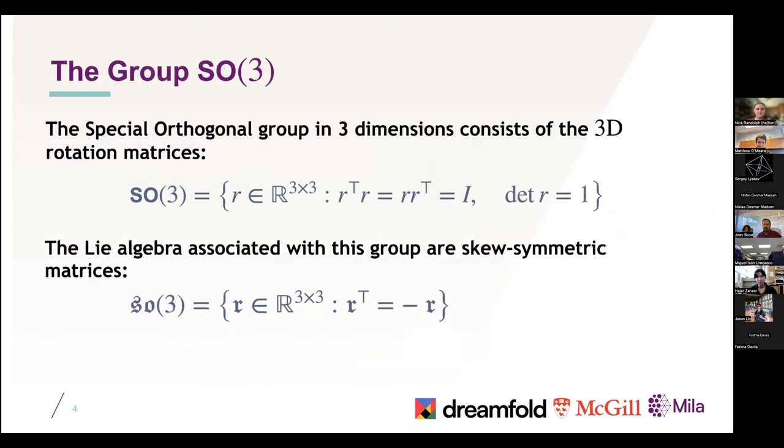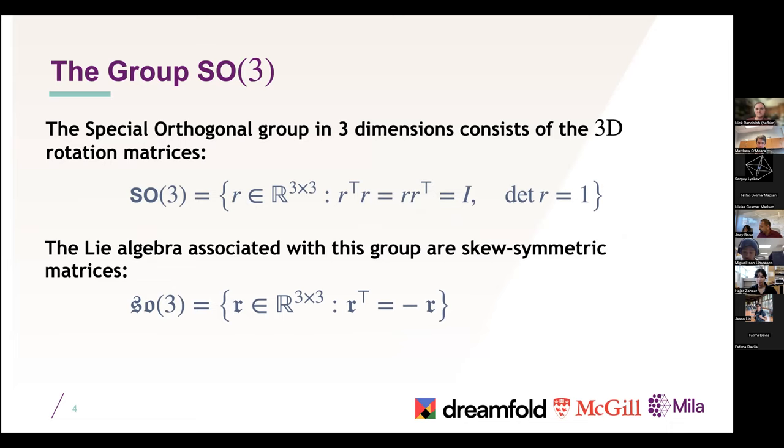Because our protein backbones live in the group SE(3)^N, what is the group SE(3)? SE(3) is composed of, as I mentioned, rotations and translations. The rotation part is the subgroup SO(3), the special orthogonal group in three dimensions. Each element of this group is a 3x3 rotation matrix. I'll remind you what a rotation matrix is: a rotation matrix is an orthogonal matrix such that the determinant is equal to one.